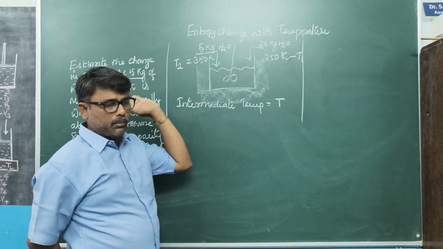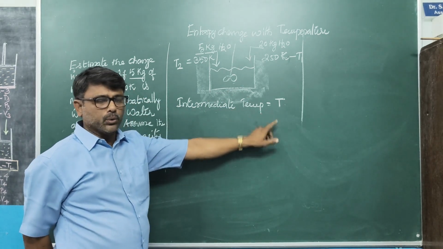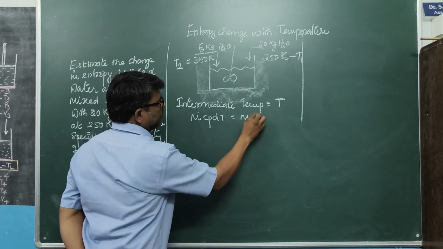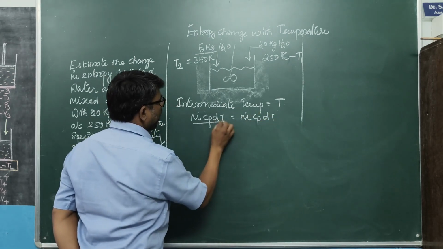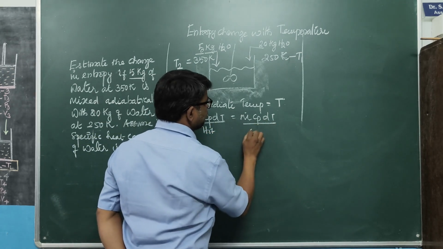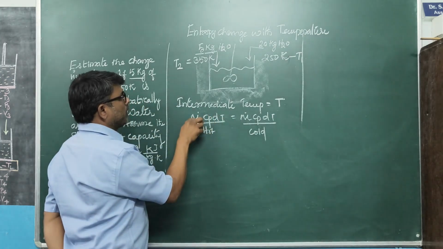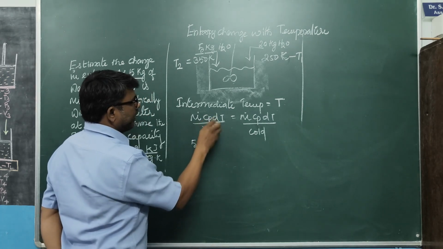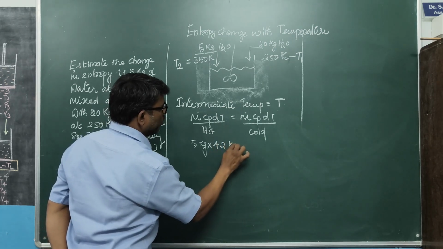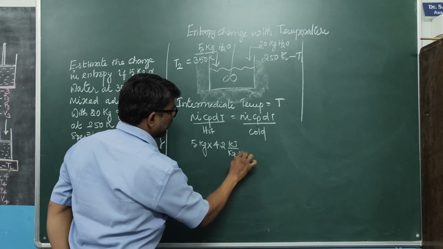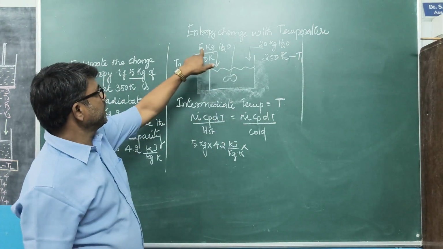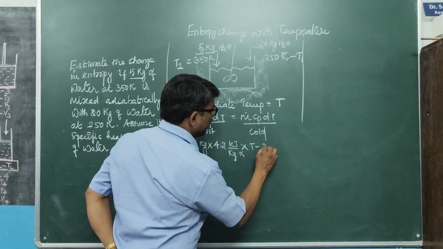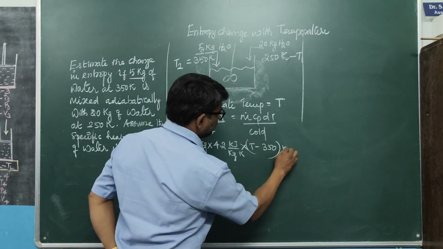Before solving this problem, I am going to find the intermediate temperature by using the known equation: mCp dT for the hot fluid is equal to mCp dT for the cold fluid. Clear? For hot fluid, mass of water is 5 kg, heat capacity is 4.2 kilojoules per kg degree Kelvin, and difference in temperature: initial temperature is 350, final temperature is the intermediate temperature, so T minus 350 degree Kelvin.